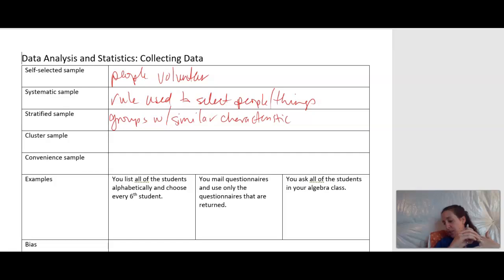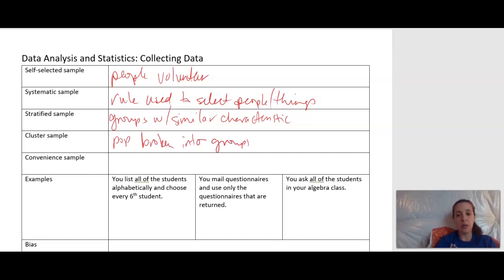Okay, so a cluster sample. In a cluster sample, I take my population and I divide it into groups, just randomly here, and each of those is called a cluster. Then all of the members in a cluster are selected. So my population is broken into groups, and then an entire group is picked.